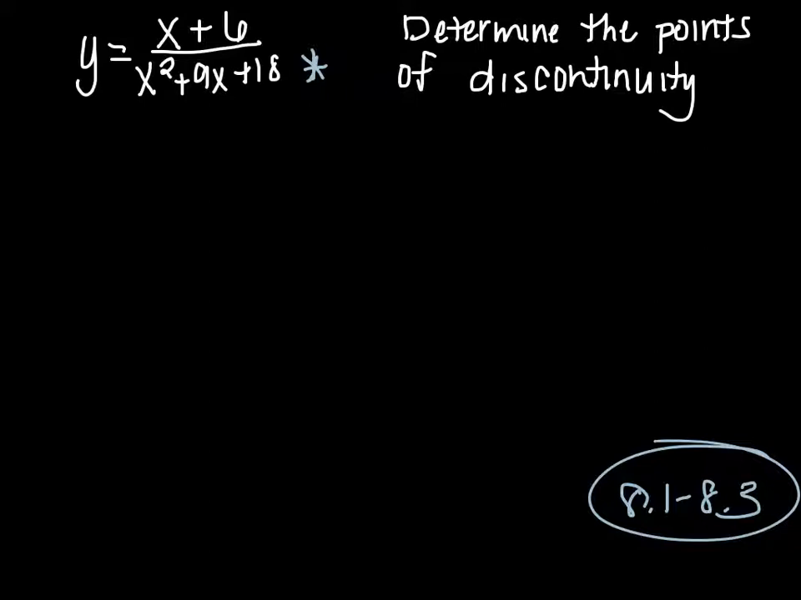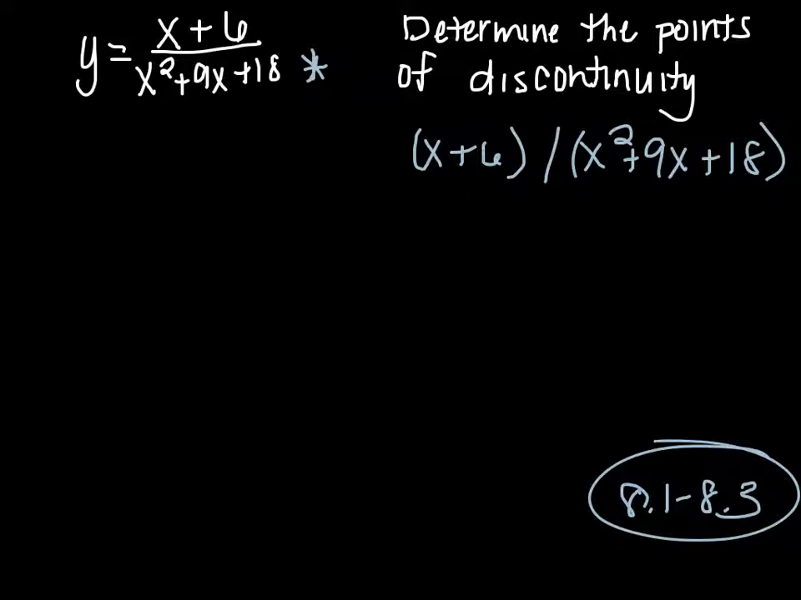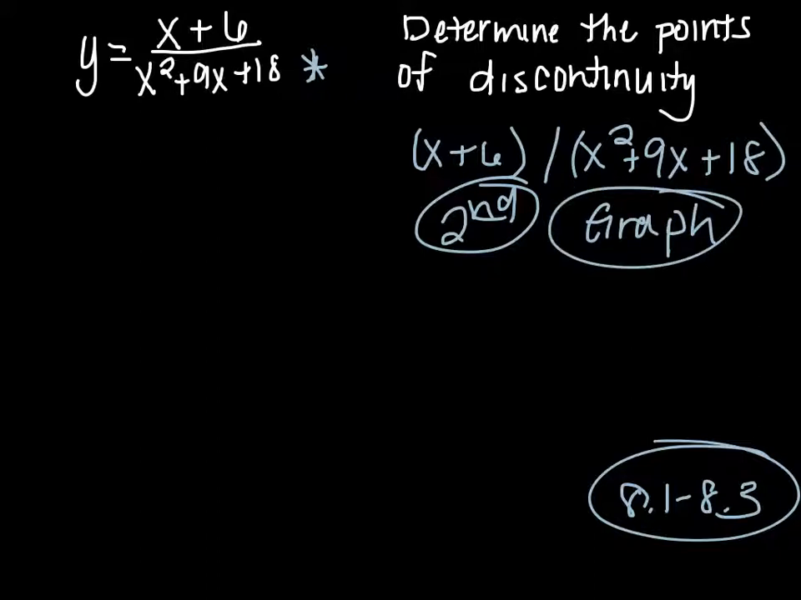If you have a graphing calculator, I would enter x plus 6 in parentheses divided by x squared plus 9x plus 18. Then you can go to your table of values. So you'd press second graph. And there you would see the numbers. It would give you an x number and your y would say error. Everywhere it says error, those are your solutions.